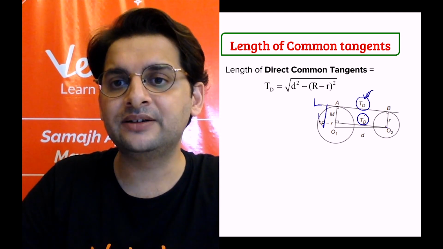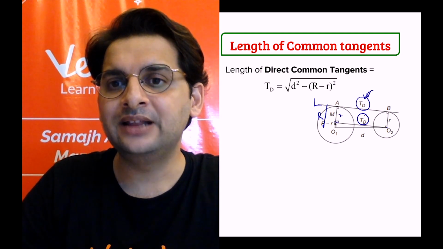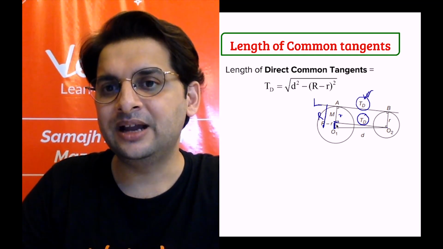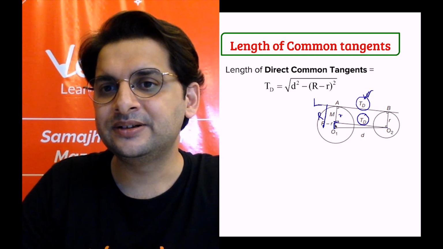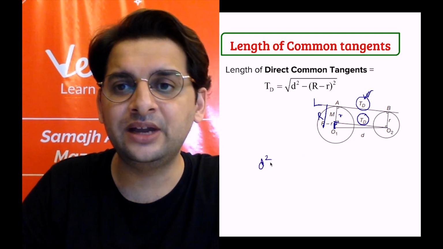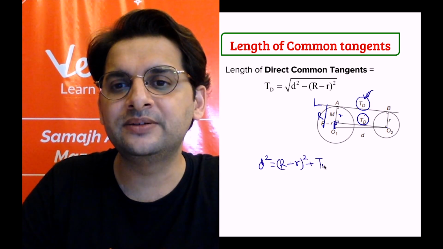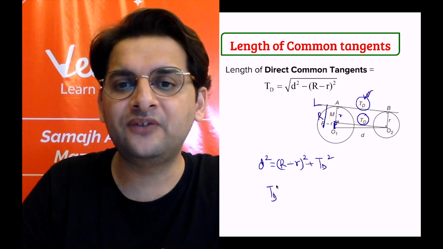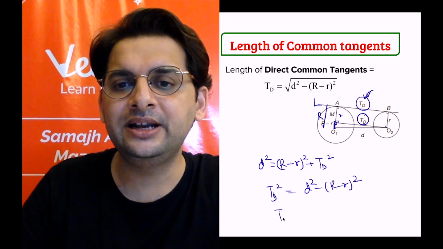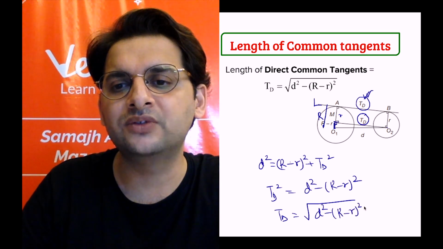Now if this is R and this is small r, so this would be small r, and then this distance would be R minus r, right? And this is a right angle triangle. So can I say, if we apply Pythagoras theorem, D square is equal to R minus r whole square plus TD whole square. So this gives the formula for TD, that is D square minus of R minus r whole square, or TD is square root of D square minus of R minus r whole square.